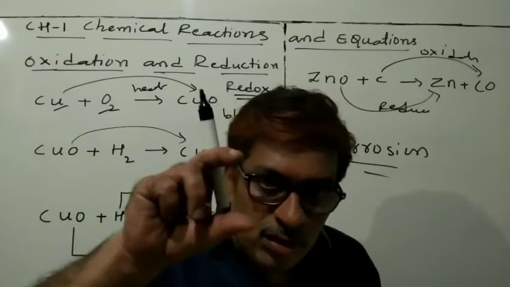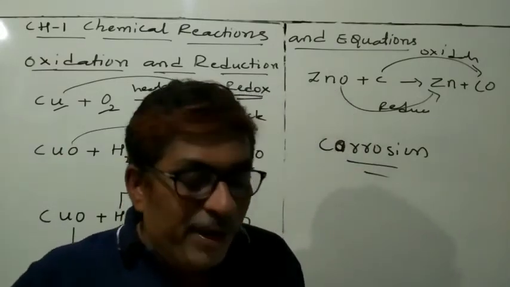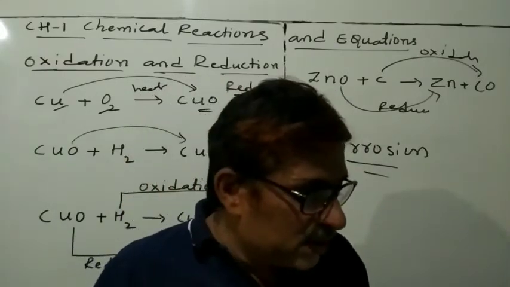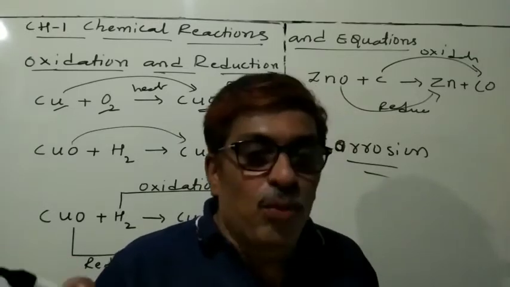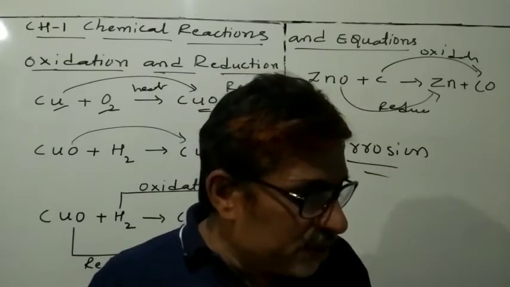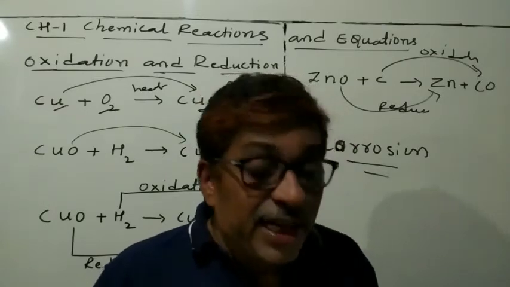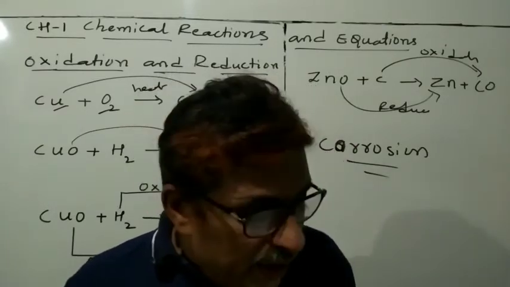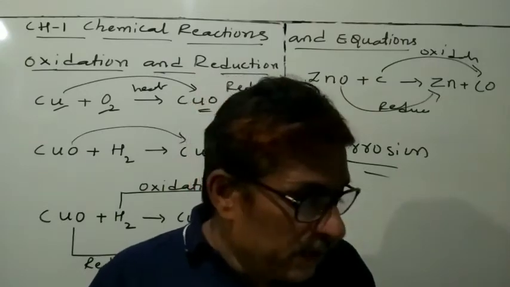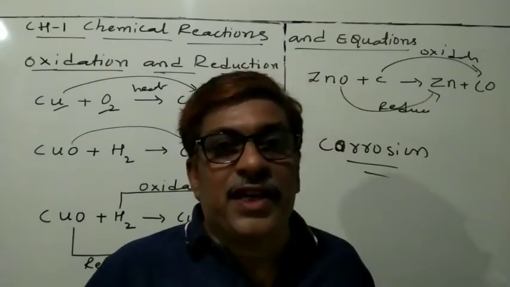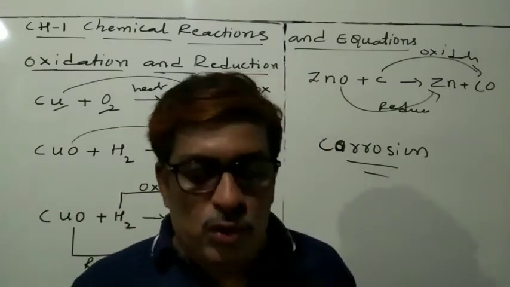So the definition is like this: when a metal is attacked by a substance around it, such as moisture, acid or air, then it is said to corrode, and the process is called corrosion. This is the definition of corrosion.